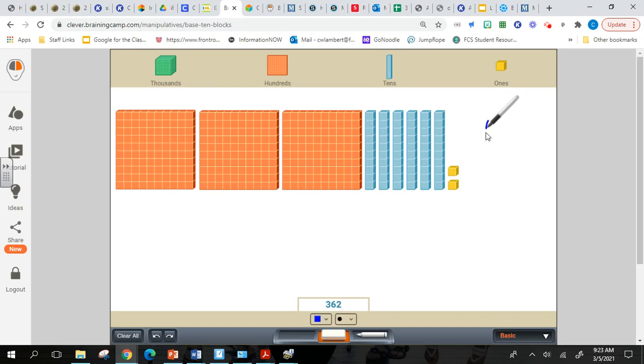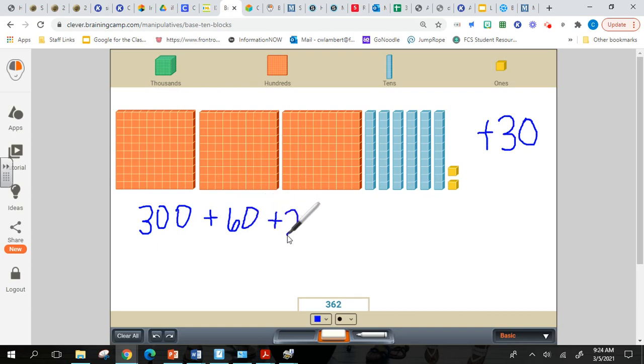So this time I'm going to say plus 30. So think about that. So even let's look at that in expanded form before I pull my models down. So we have 300 plus 60 plus 2. This is expanded form. You're going to need to know that on the test. It will ask you sometimes for expanded form.